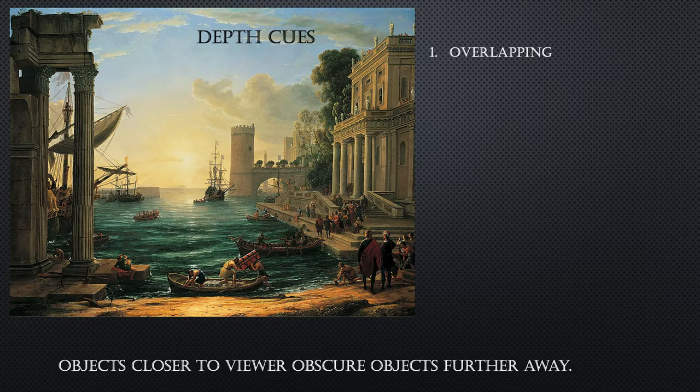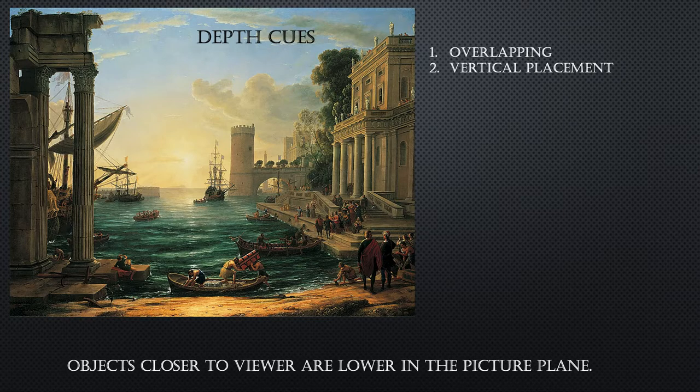So overlapping. Objects closer to the viewer obscure objects further away. And you can see overlapping with this column, for example, which is closer to us. And it is overlapping the sail of the ship in the background. So that's one simple device. We say these are devices because it's a choice an artist makes.